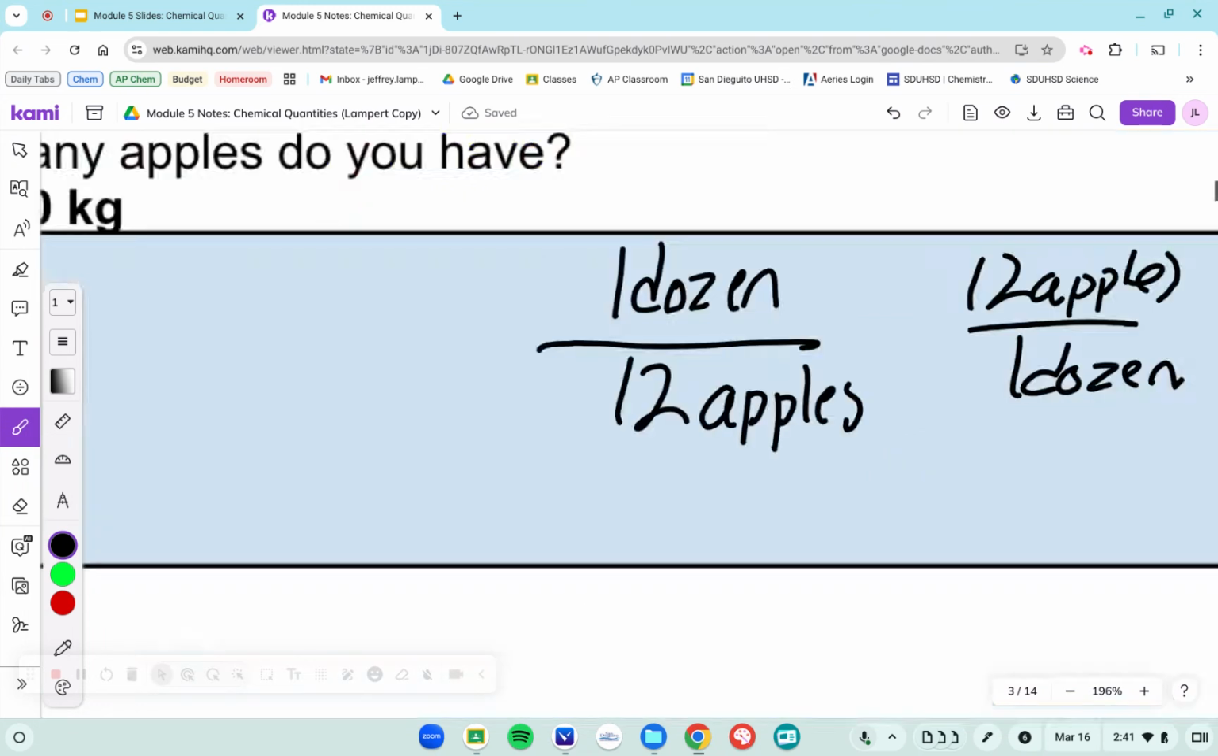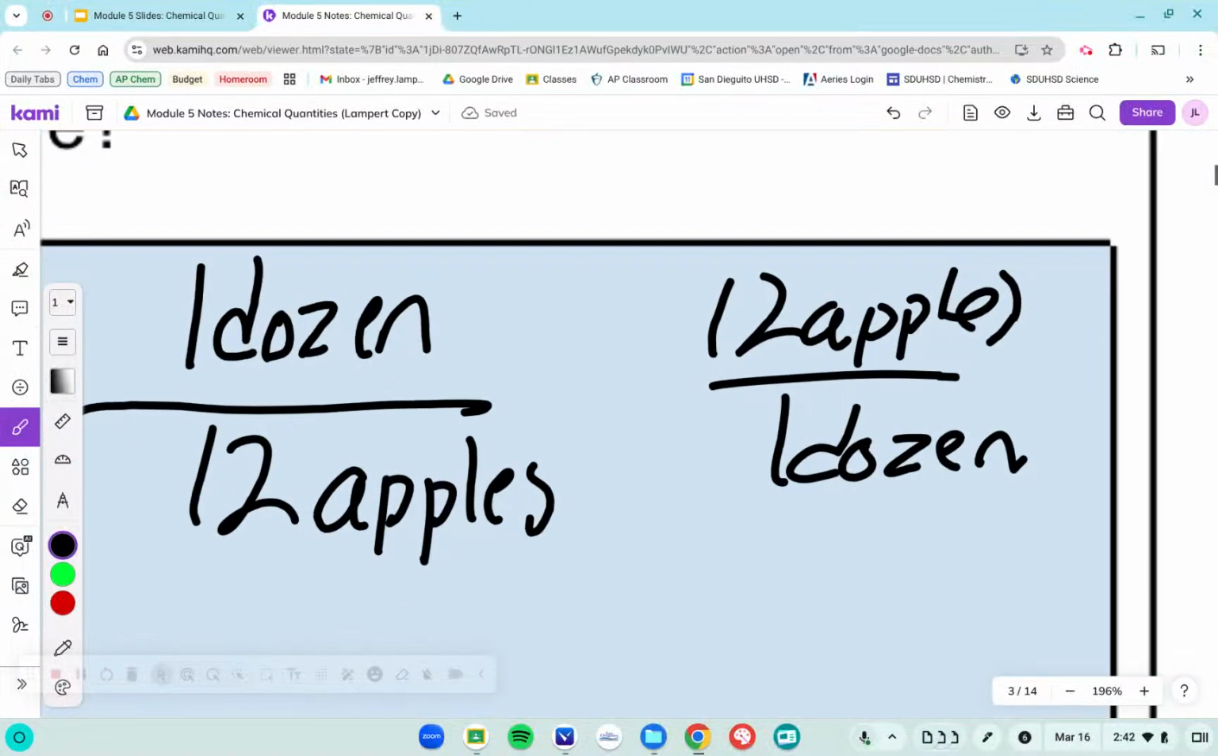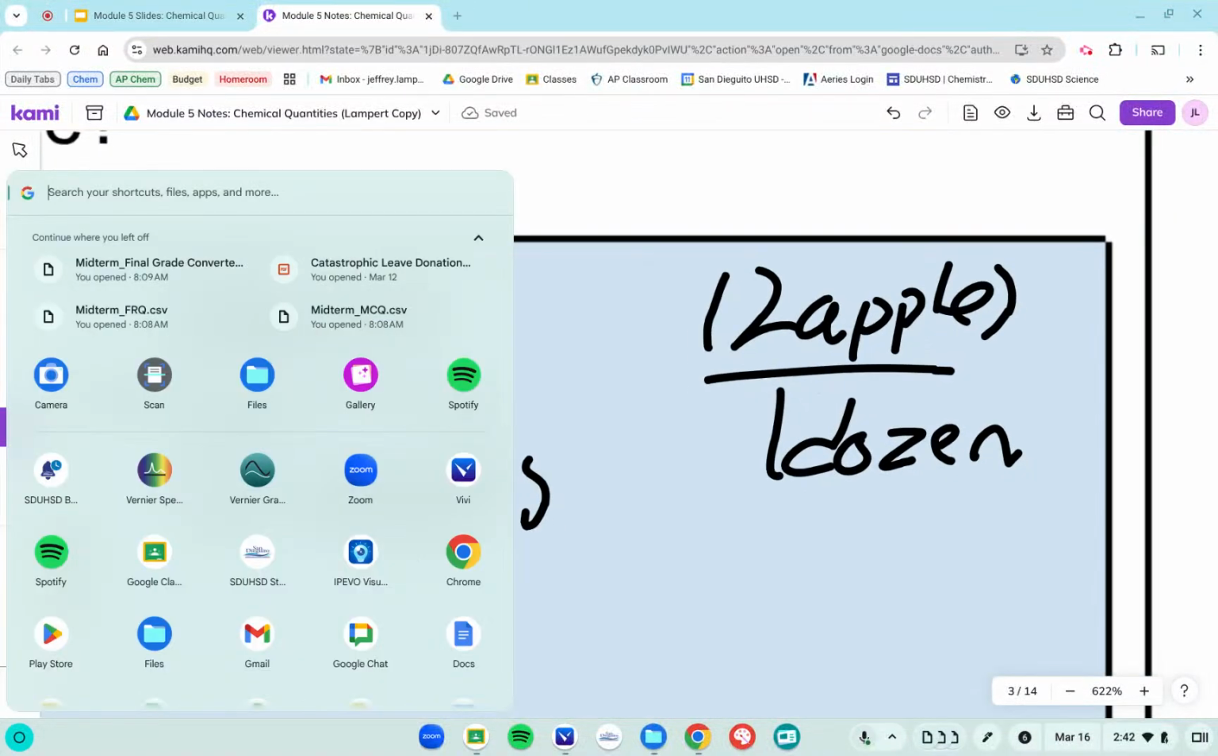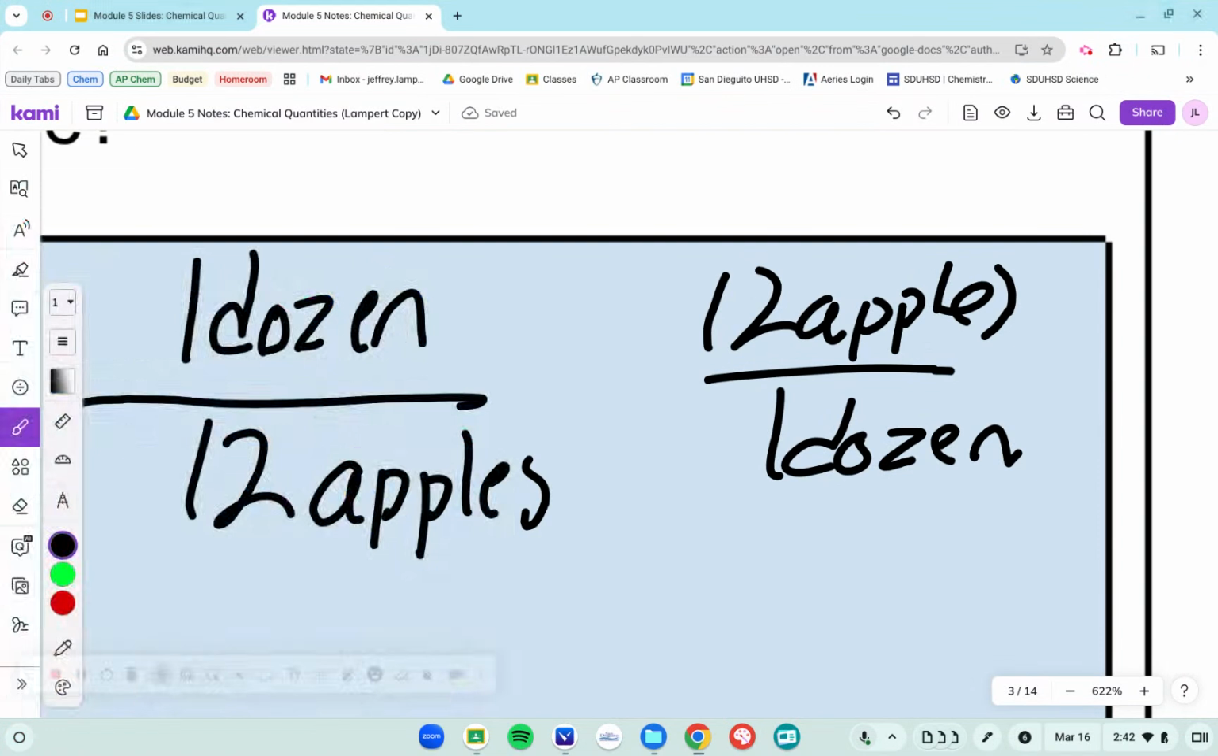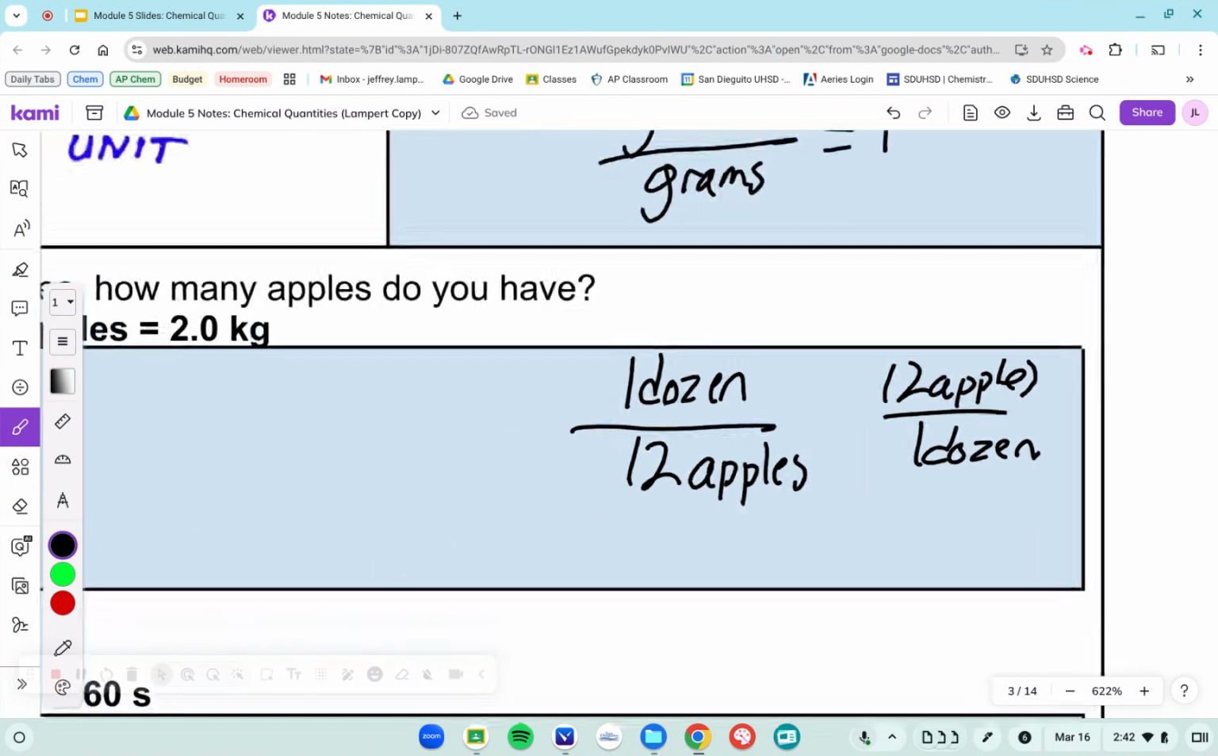So if we look here, which one has the given unit on the bottom and the desired unit on the top? The one on the right or the one on the left? What do y'all think? Which one has the desired unit on top, given unit on bottom, right or left? Y'all are just guessing. What's the given unit?